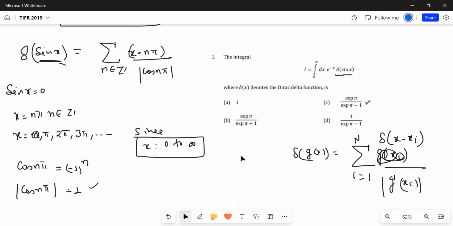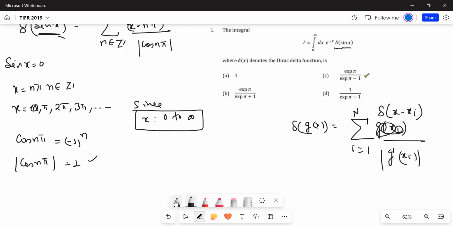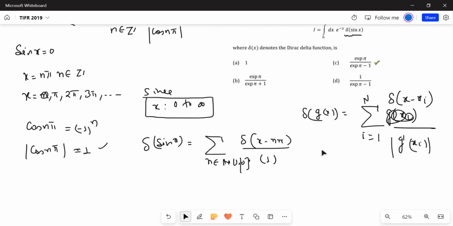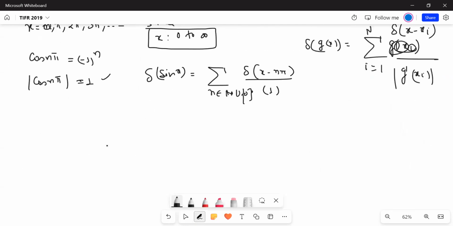So if I want to write what would be my Dirac of sine of x, it would be simply summation n belongs to, in fact, I would write n belongs to natural numbers union 0, Dirac of x minus n pi divided by 1, because cos n pi modulus is simply 1. Okay, now if I want to integrate the stuff, so what is the integration?